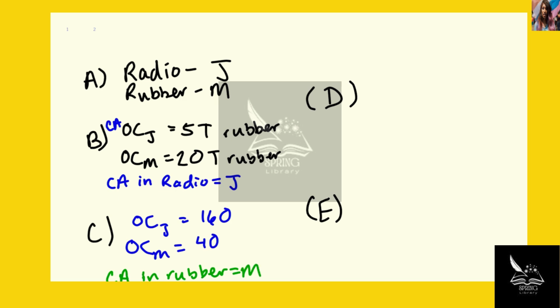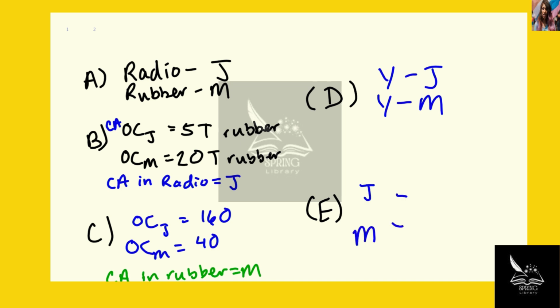So does each country have a comparative advantage in the same product that they have an absolute advantage in? So Japan has an absolute advantage in the production of radios, and they have a comparative advantage in the production of radios. So yes, for Japan. And then for Malaysia, they have a comparative advantage and absolute advantage in rubber. So yes, for Malaysia.